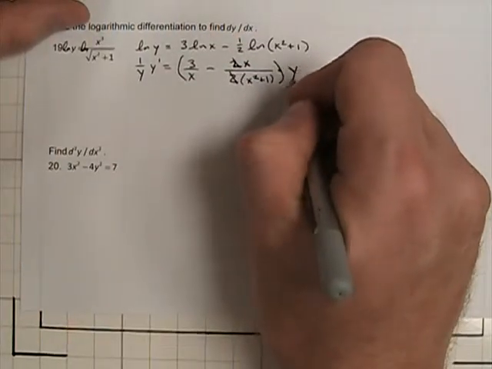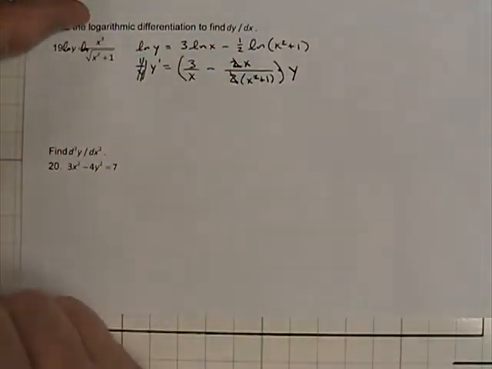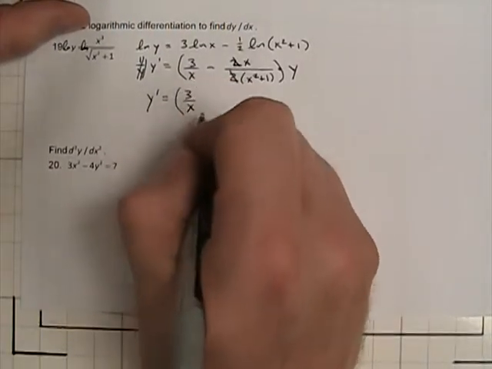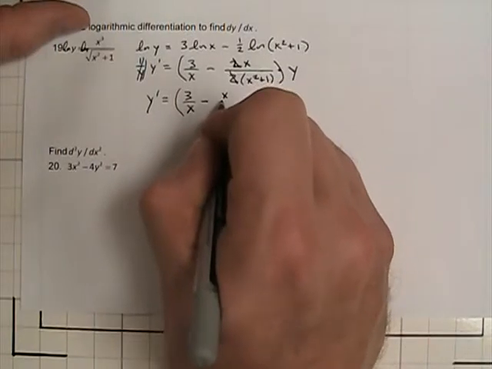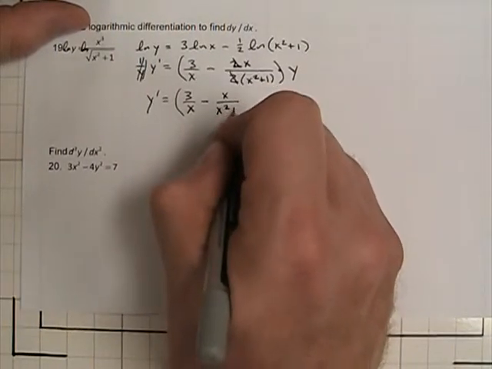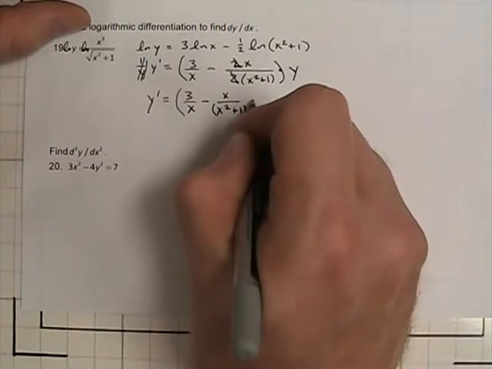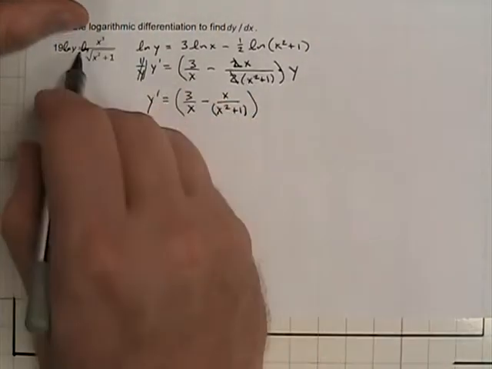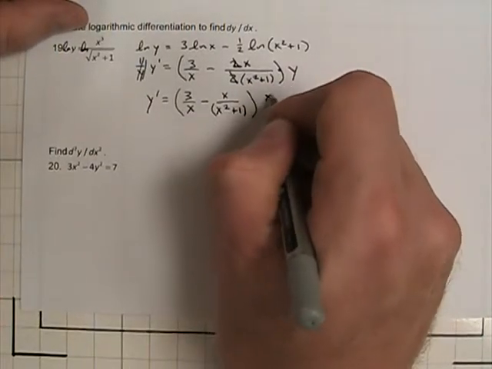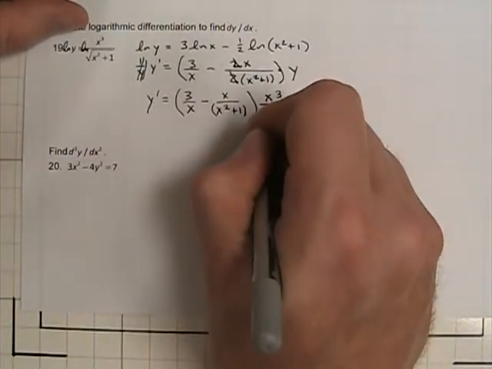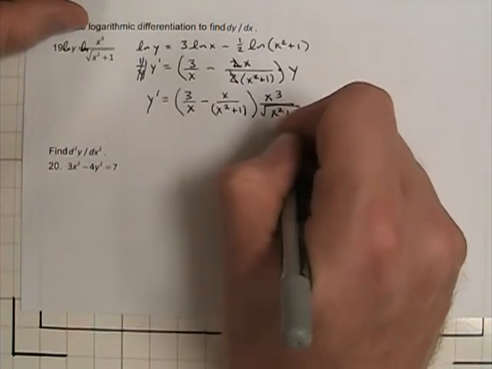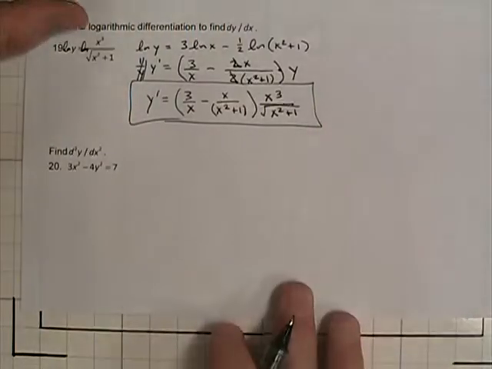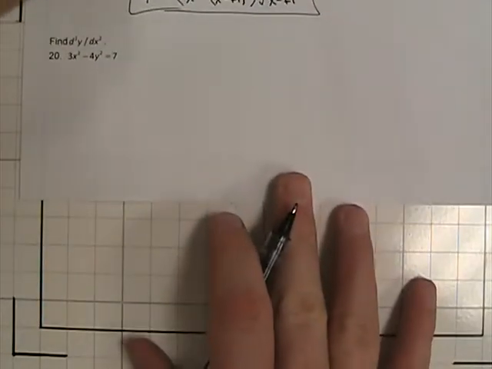Multiply both sides times y. And now we've got y prime equals 3 over x minus x over x squared plus 1. Don't really need the parentheses anymore. And times y. Well, up there was the old y. So that's x cubed over the square root of x squared plus 1. That's your full derivative. Alright, last one, second derivative with an implicit.